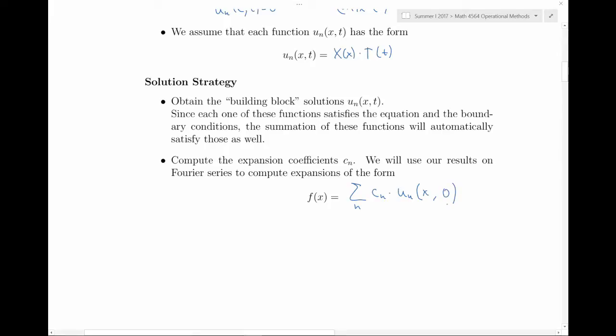So at time t equals 0, the functions u sub n of x,t become the functions of purely x. And if they constitute a basis, which most of the time they will, we will be able to represent the function f of x as this infinite summation.